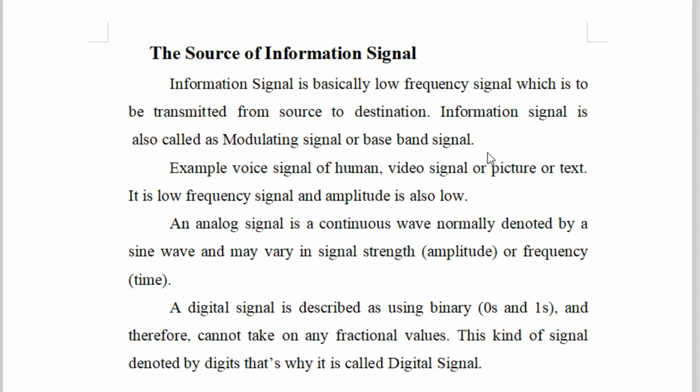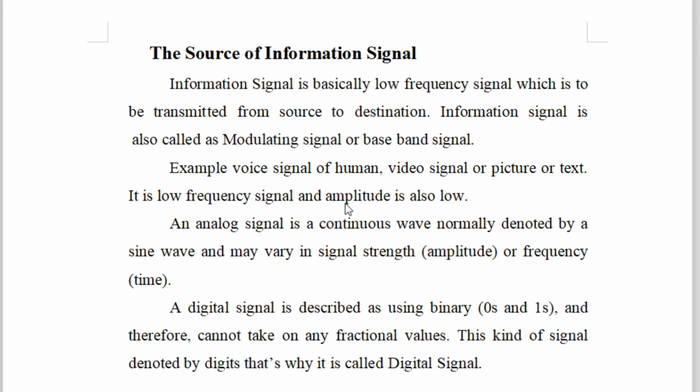So there are 3 names. One you may call an information signal, another you may call a modulating signal, and the third one you call a baseband signal. So here this is a general idea about the information signal. Now what are the examples of information signal? Examples of information signal are the voice signal of a human, or it may be a video signal, or a picture, or a text. So these are the 4 examples of information signal.